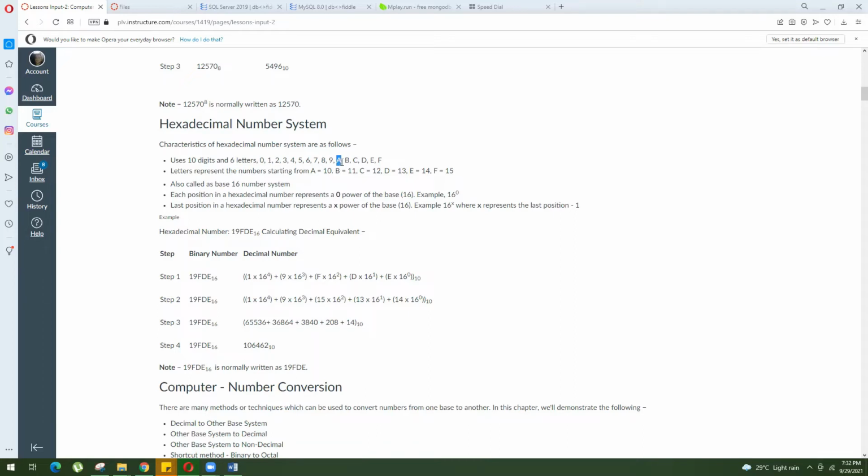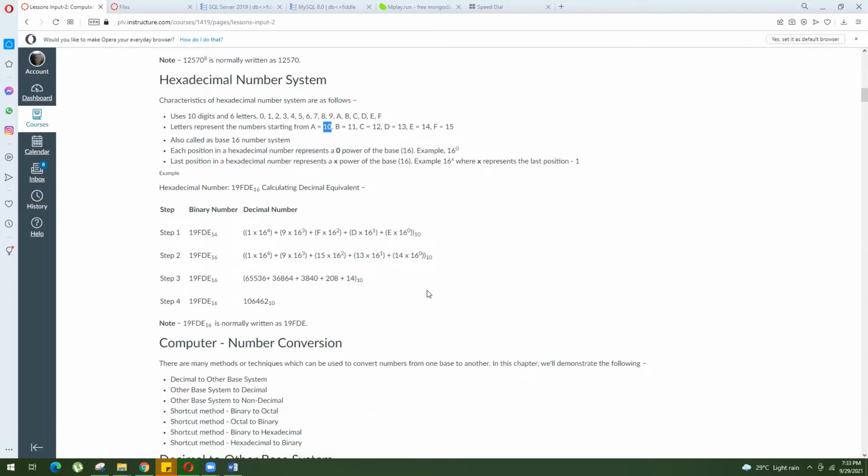For the hexadecimal, take note that we are using 10 digits and 6 letters, so 0 to 9. We are also using letters A to F, where A is equal to 10, B is 11, C is 12, D is 13, E is 14, and F is 15. So all in all, those are 16 characters, 16 symbols. Take note, all the characters from right to left will start with base 0, up to the number of characters that you have minus 1. So we have base 4 here. In this instance, 19FDE base 16 or hexadecimal 19FDE is equivalent to decimal 106462 or 106462 base 10.